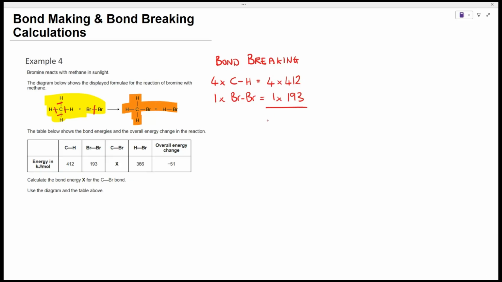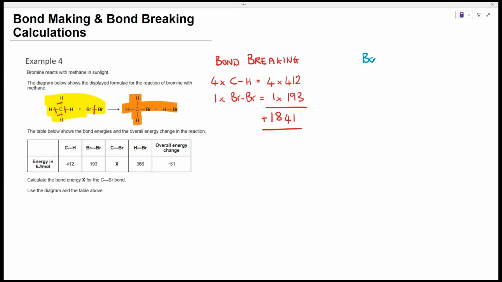Now when I've done all the number crunching there, I get 1841, and it's a positive number. We'll come to the relevance of that in a moment. So that's all done. So I'm then going to go to the other side, the bond making.